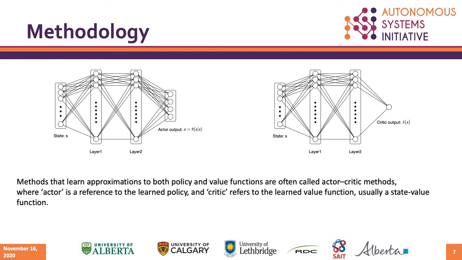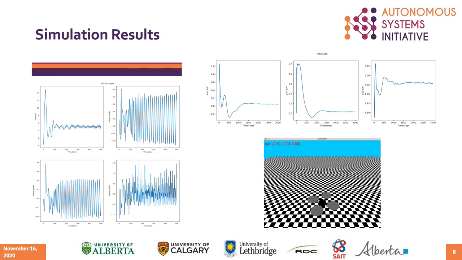Here is the structure of the two neural nets we have used: two feedforward neural nets. Here we show the result of our deep reinforcement learning algorithm in the simulation world. When we set the quadrotor position to 0.1, 1, 0, we can see that the controller will bring the quadrotor to the original set point stably.